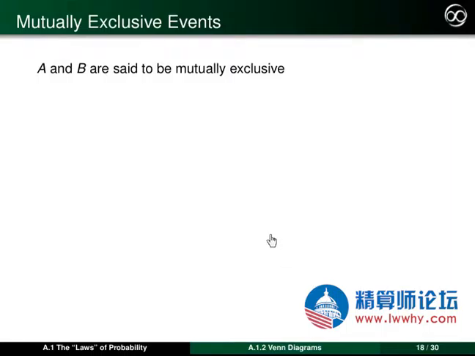Right? Now let's take a step back and look at some general theory. We say that two events A and B are mutually exclusive, or sometimes we'll call them mutually disjoint. These mean the exact same thing. If the event A intersect B, which we'll often abbreviate as just AB, we'll just suppress the intersection sign, is equal to the empty set.